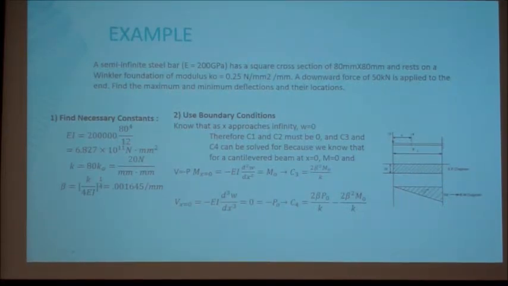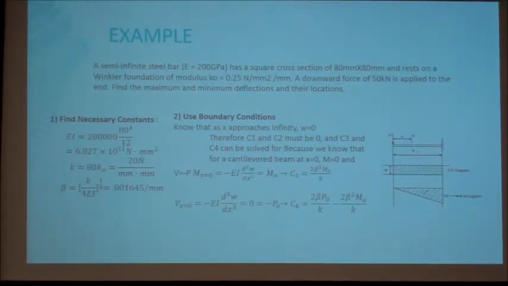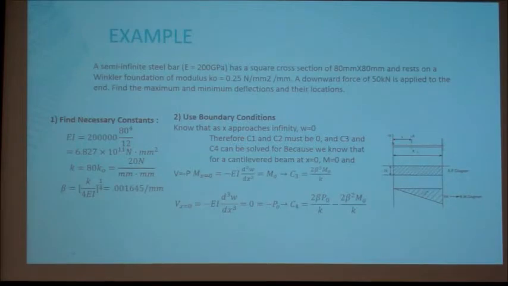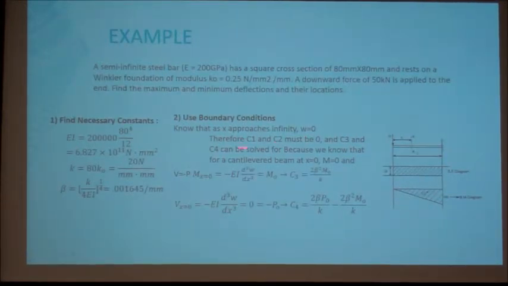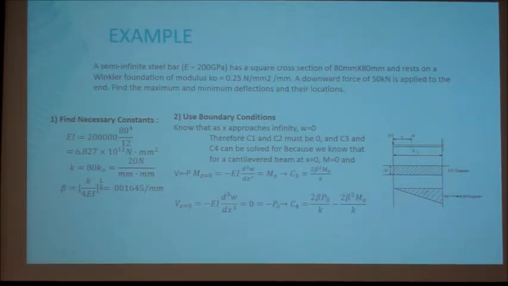So for this kind of problem, the very first thing you want to do is use your given equations and solve for your knowns. So I solve for EI, your K, and your beta. And then from there, like I talked about earlier, you're going to use your boundary conditions to cancel out some of the constants. And we know as x approaches infinity, the deflection approaches 0.